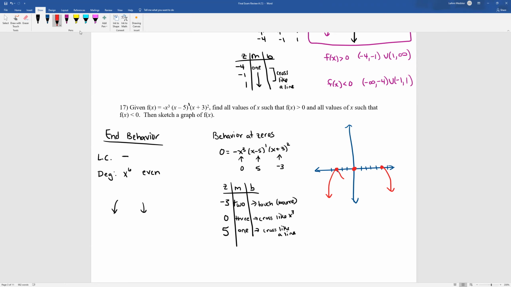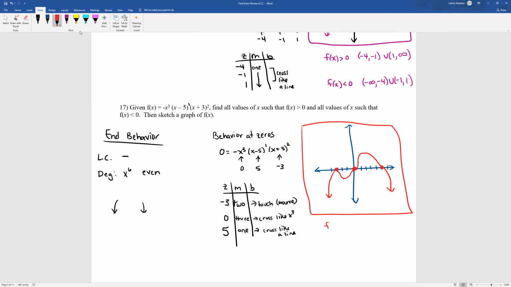At 0, we're supposed to cross like x cubed. So I'll do my best to draw that. So you notice I kind of tried to make it look like an x cubed there at 0. And then we go up because we crossed, and then we start heading back eventually at some point. We don't really know where that happens without calculus. And then we're going to cross like a line. Okay, so this is our rough sketch of that graph.